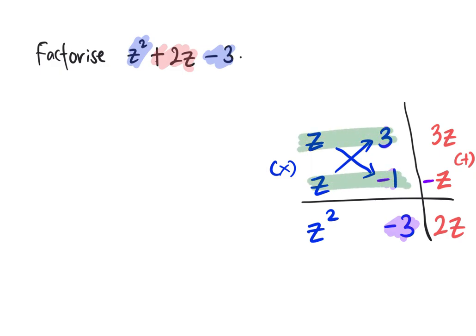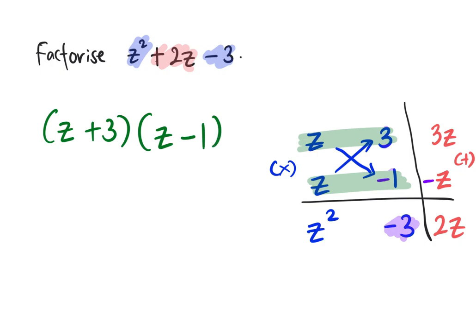And that's where our answer is. So just need to write it out nicely. z positive 3, z negative 1.